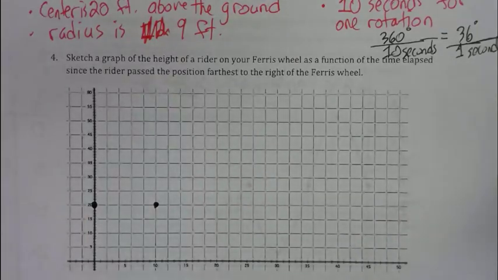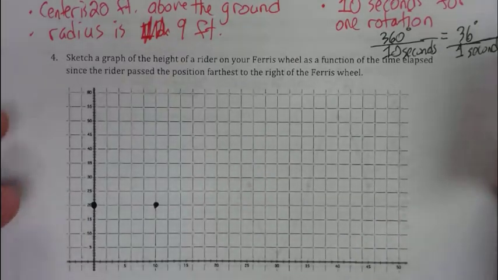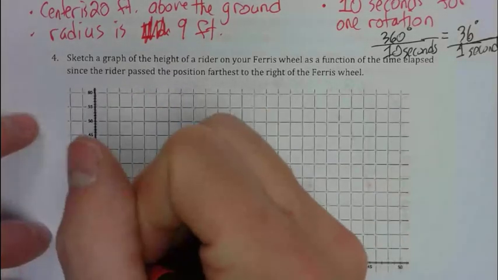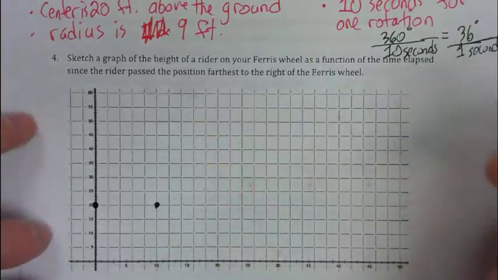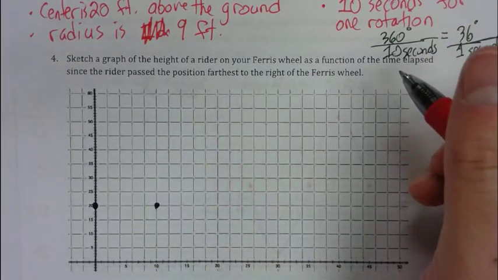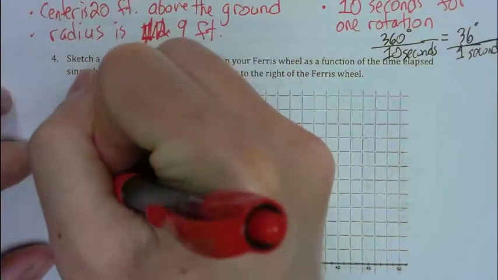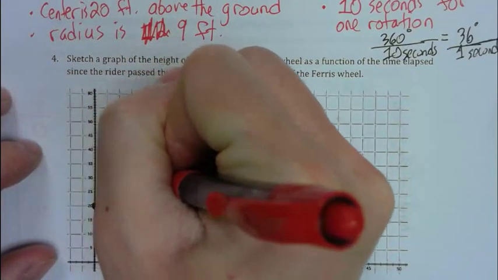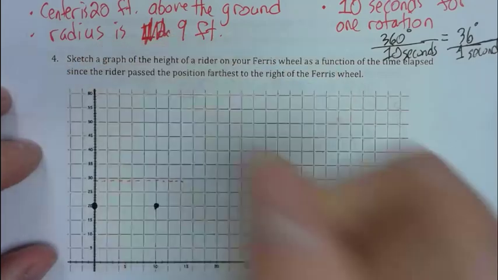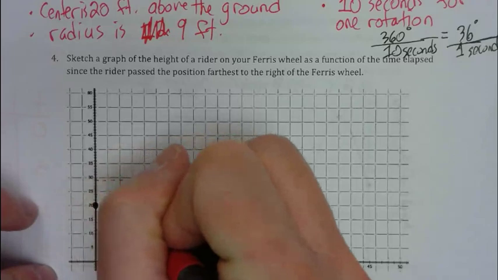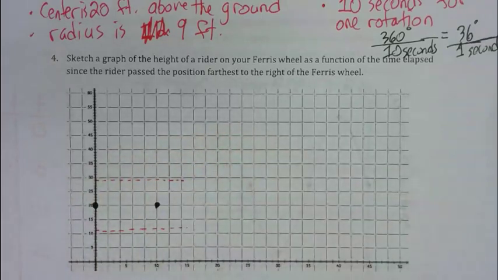So something that might help us to visualize what's going on is we want to try to mark what the maximum and minimum of our graph is going to be. So now what that means is that we're starting out at 20 feet off the ground, and we're going up 9 and down 9. So up 9 from 20 would be up to 29, and then down to 19 [11]. So halfway through our ride, we are on the left-hand side.